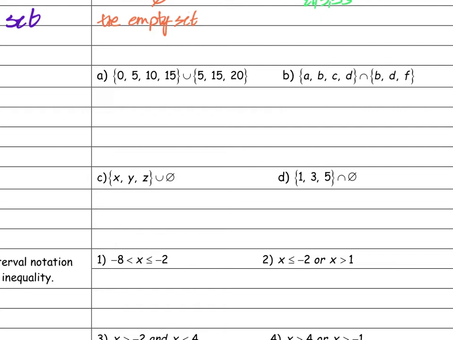So our intersection of the first one is everything that's in both sets. So that means I'm going to start with 0, then 5, then 10, then 15, then 20. Okay? And then A was the union, B is an intersection. So what's in both terms? So I've got a B here, and I've got a D. So it's the set B, D. And then C is a union again. So what's in both sets? X, Y, and Z. And then D is the intersection between 1, 3, 5 and the empty set. Well, since it's an empty set, there is no intersection, so it's just the empty set.